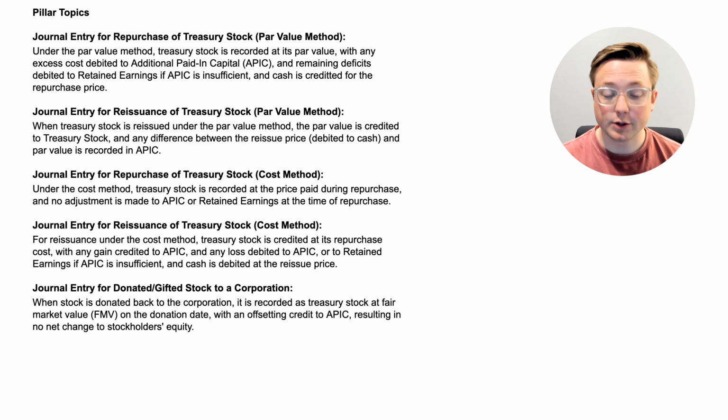And finally, the journal entry for donated or gifted stock to a corporation. When stock is donated back to the corporation or gifted back to the corporation from a shareholder who had stock in the corporation, it is recorded as treasury stock at fair market value on the donation date, with an offsetting credit for additional paid in capital, resulting in no net change for stockholders' equity. So we didn't really talk about that very much, but think about it. There's no real change to the equity when stock is donated back to the corporation. You're debiting treasury stock, which is a contra asset, but you're also crediting additional paid in capital, so it kind of offsets itself. So with all that, we went over the pillar topics for this video.